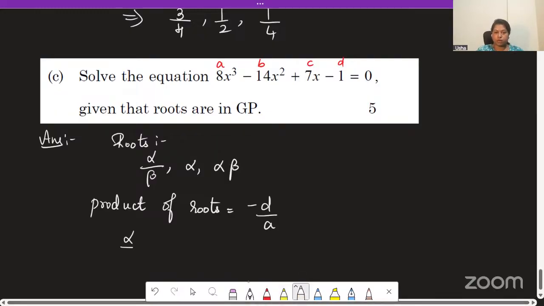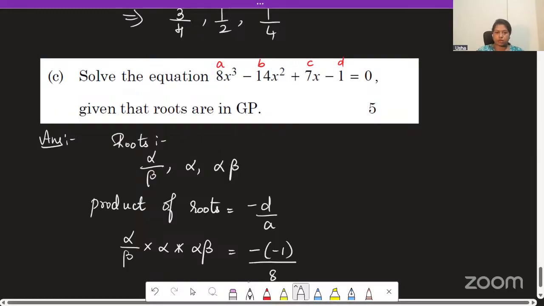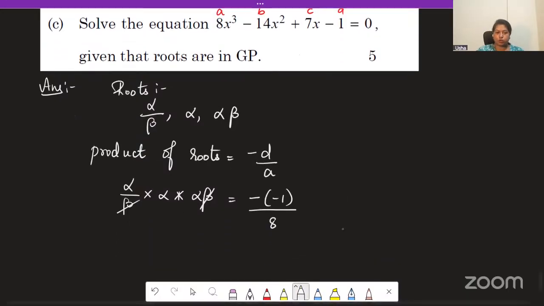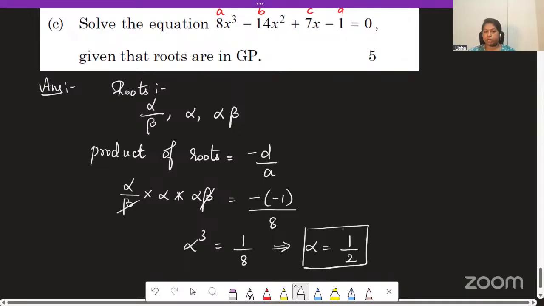So what is the product? Alpha by beta into alpha into alpha beta equals minus d is minus 1, a is 8. This beta and beta gets cancelled. So we have alpha cube equals to minus into minus is plus 1 by 8. So what is alpha? Cube root of 1 by 8, which is 1 by 2. See, we got value of alpha immediately.